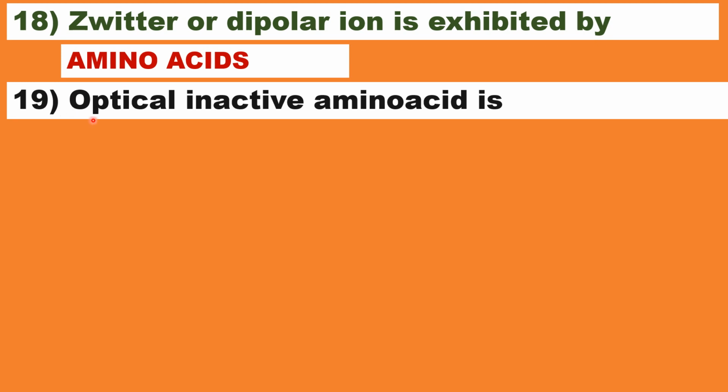19th question. Optically inactive amino acid is. Which amino acid is optically inactive? It is glycine, which is optically inactive because there is no asymmetric carbon atom in glycine.